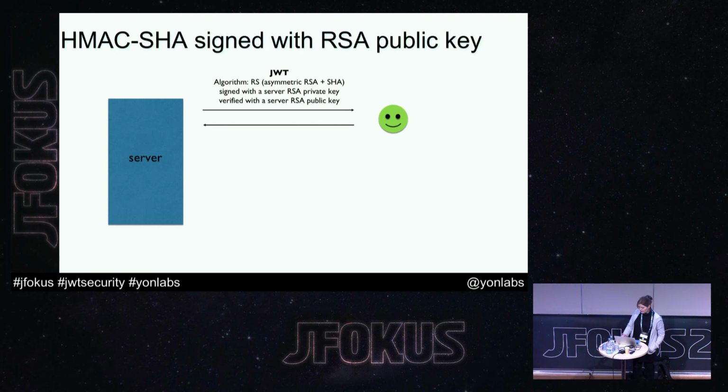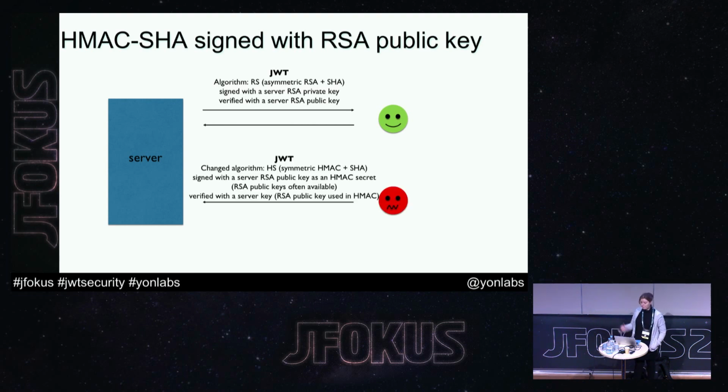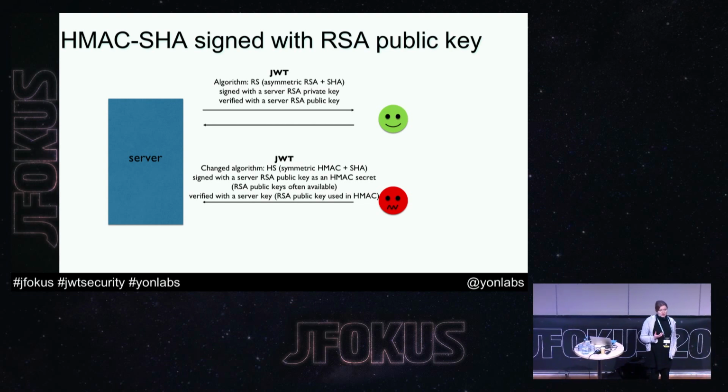So this is a regular scenario, and let's take a look at a hacker who wants to abuse and exploit our system. The hacker prepares his own token, changes the algorithm to HMAC plus SHA, and it often happens that public RSA keys are publicly available. We protect our private keys, but public keys are not always well protected, or sometimes they are even published somewhere on the web. So let's assume that this was the case. The public key was available to a hacker.